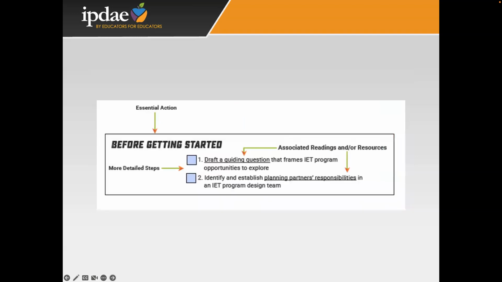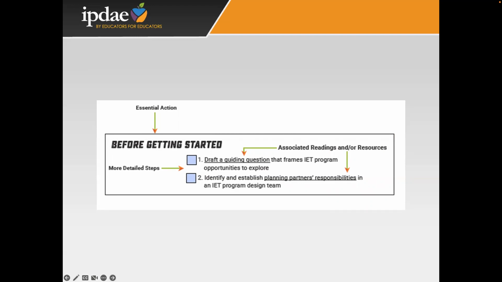While the contexts in which IET programs are implemented vary widely to meet the needs of specific groups of learners, the high-level actions required to plan for an IET program remain consistent. The IET checklist includes essential actions program administrators should take to ensure they implement a high-quality IET program, and underneath each action are more detailed steps for program administrators to take.